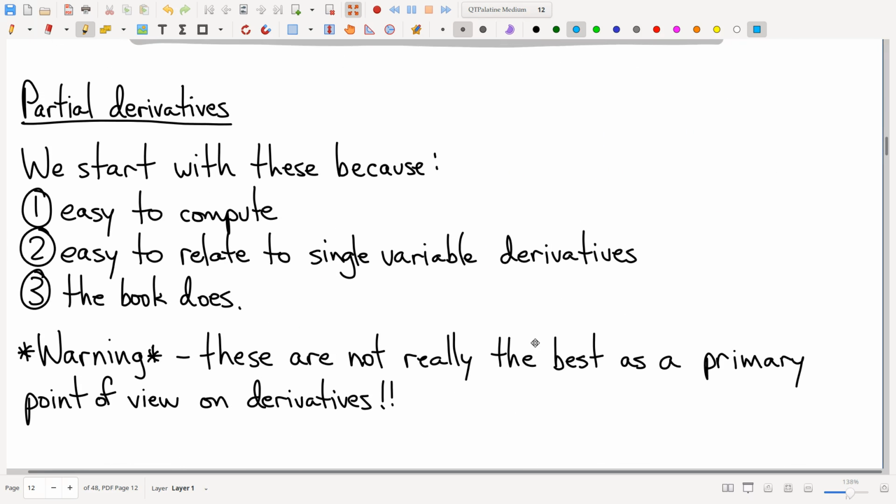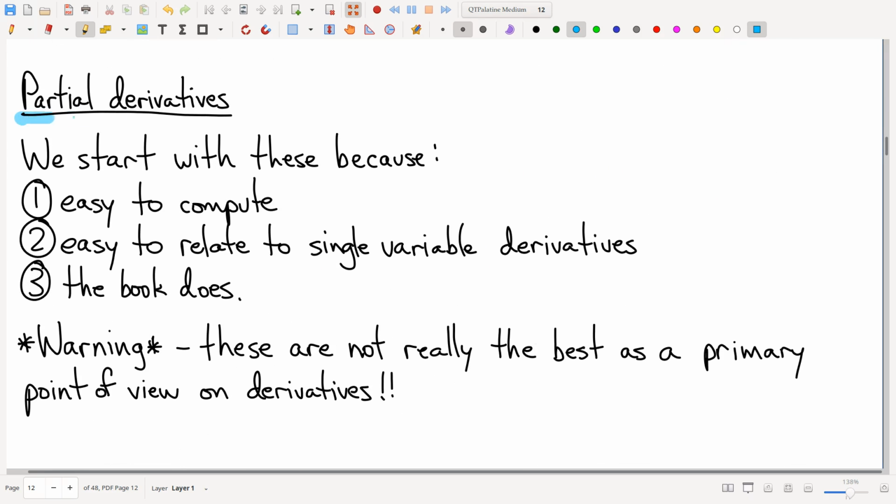I'm going to start with partial derivatives for a combination of appealing reasons. It's nice that they're easy. It's nice that they're relatable. You're going to see the relatability in just a couple of minutes. We're following the pattern that this book does. Here's the problem. Even though we're going to start with partial derivatives, this is really not the best way to think about multivariable derivatives. They're not my favorite kind of derivative. They're computationally convenient.